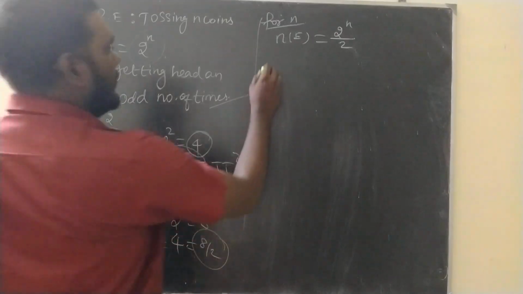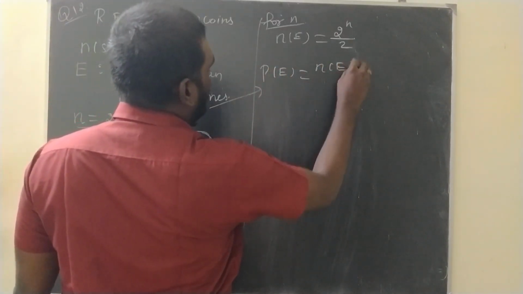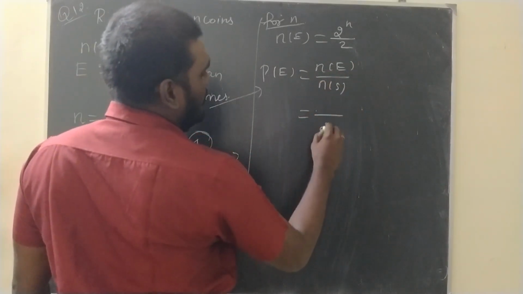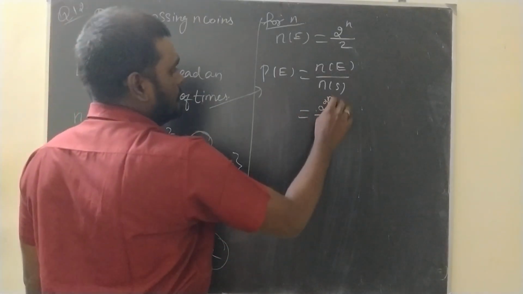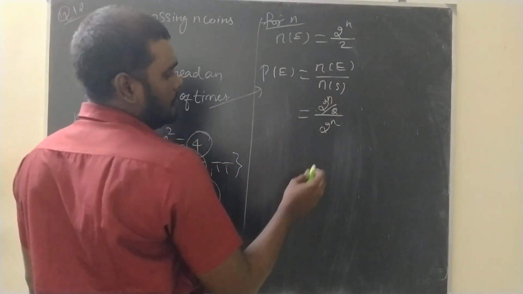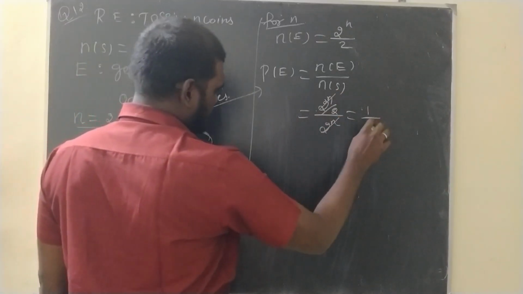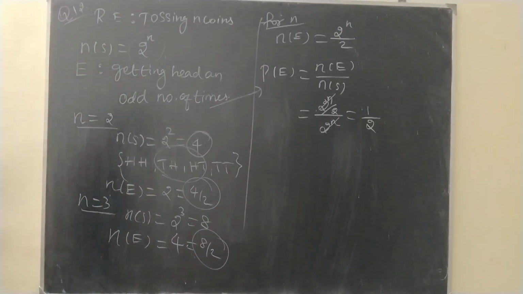Now we will calculate the probability. Probability is what? n of E by n of S. n of S is 2 power n. n of E is 2 power n by 2. Which means this 2 power n, that 2 power n will get cancelled. We have 1 by 2 as the probability. Any doubts in this?